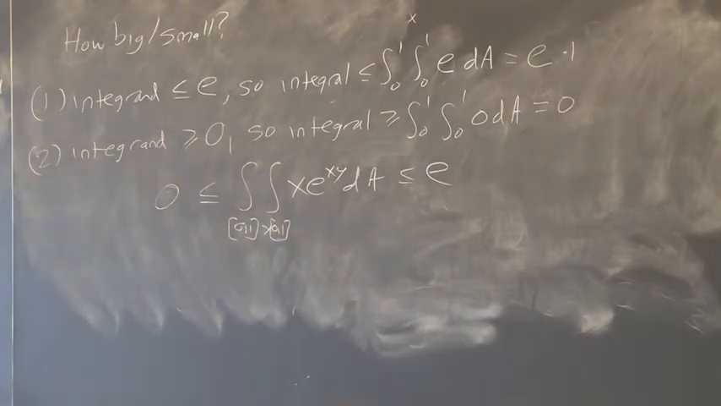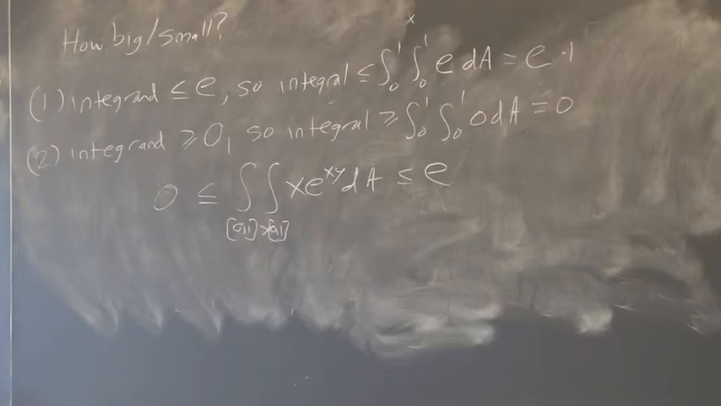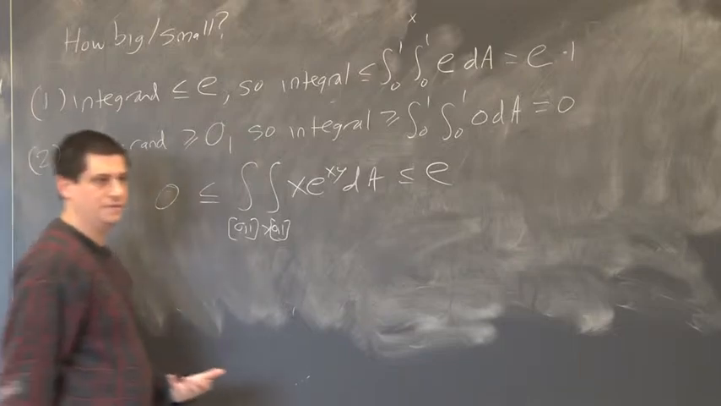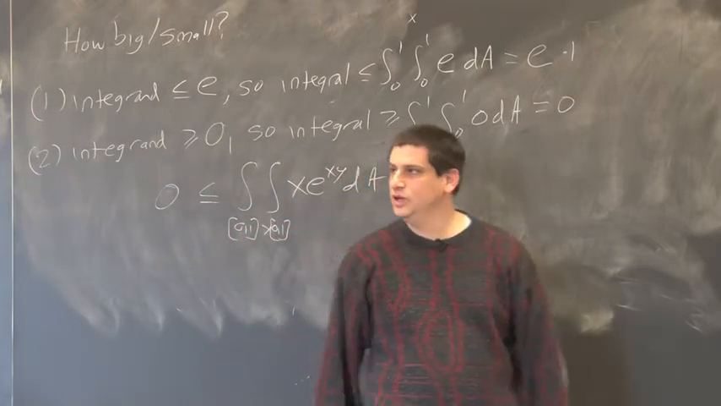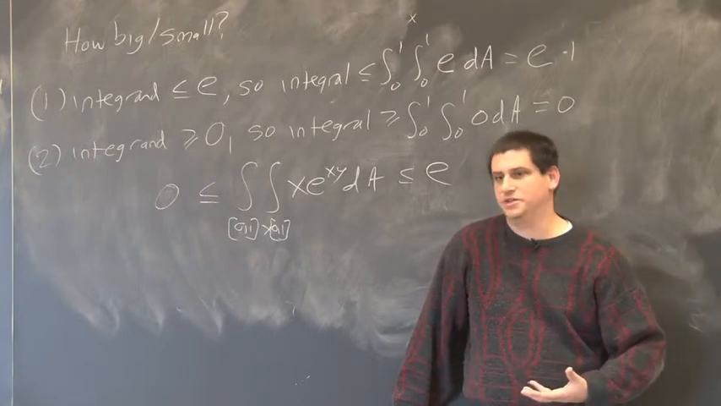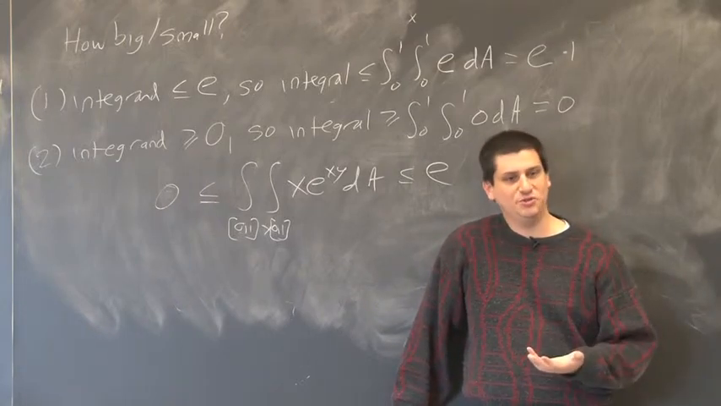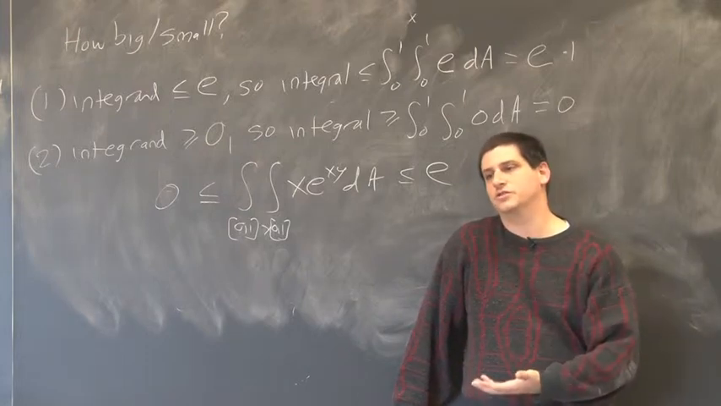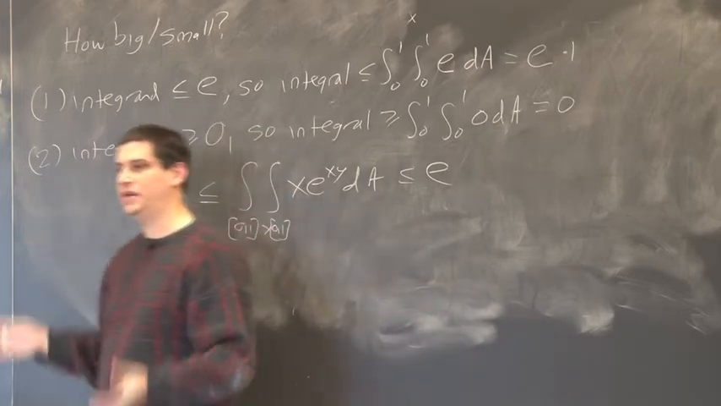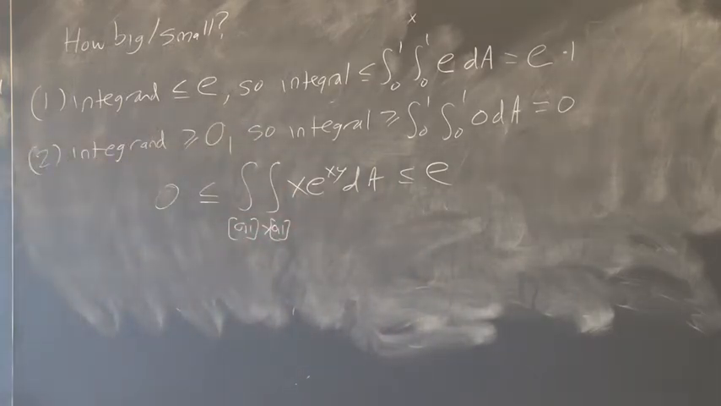With more work, we could get better estimates than this. But these are some quick answers. It should be something between 0 and e. So things at least look reasonable, they look consistent. Okay, so this is how you do two-dimensional integrals. Basically just do one-dimensional integrals twice. If I gave you a three-dimensional integral over a box, you would just do three integrals. It gets more tricky when you try to integrate over complicated regions, and that's going to be section 13.2.